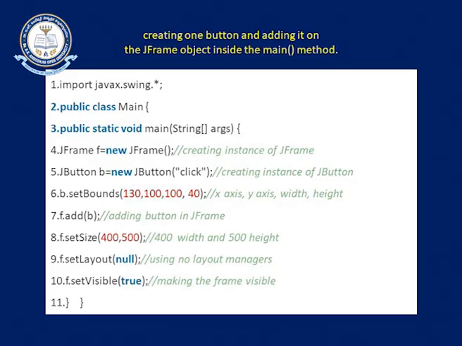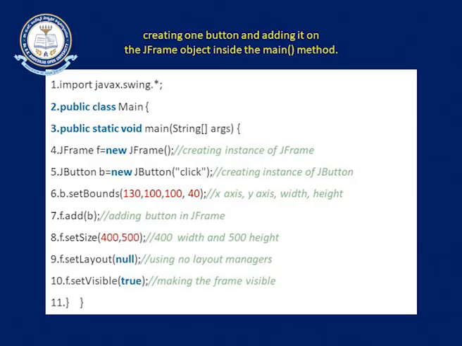After that, the created component must be added to your container. That will not be added automatically. For that, we need to use a predefined method called add. In the 7th statement, I am writing f.add(b). What is b? b is the object of JButton. So, that button is added to the frame. That is the meaning of this 7th statement.